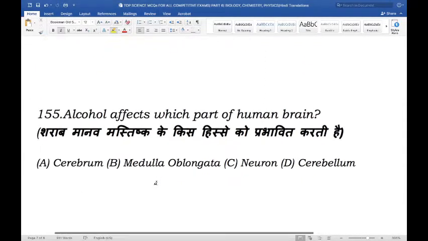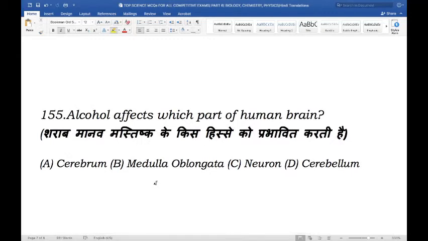Question number 155. Alcohol affects which part of the human brain? Is it A. cerebrum, B. medulla oblongata, C. neuron, or D. cerebellum? So alcohol affects the cerebellum. Alcohol affects the cerebellum, altering movement and balance. Hence, intoxicated people are likely to fall or have slurred speech.